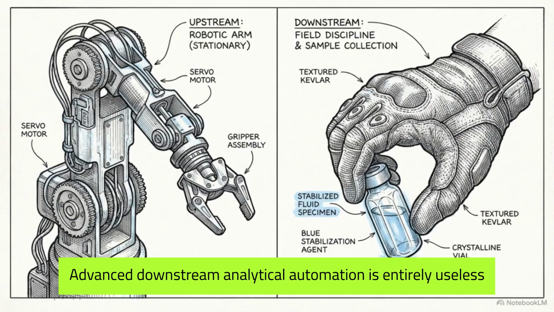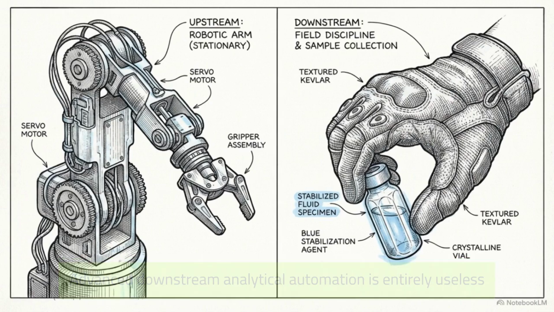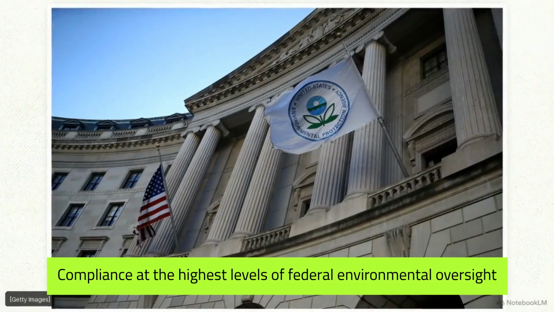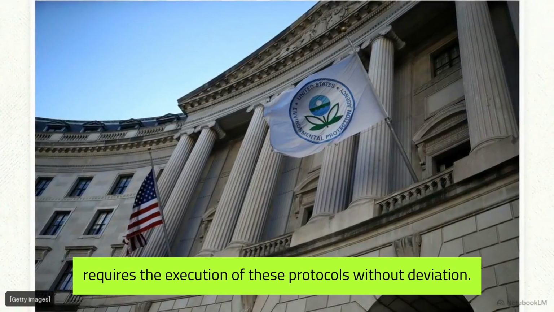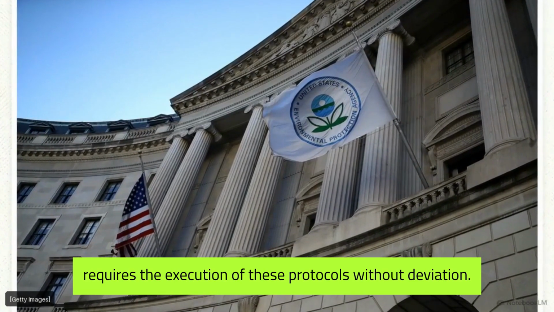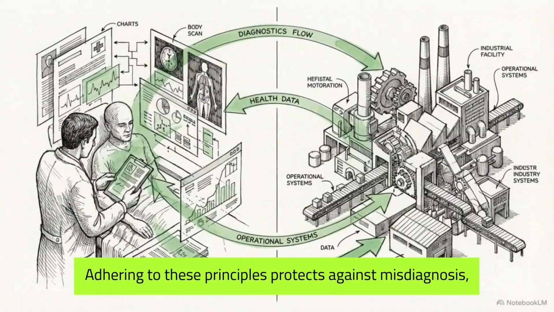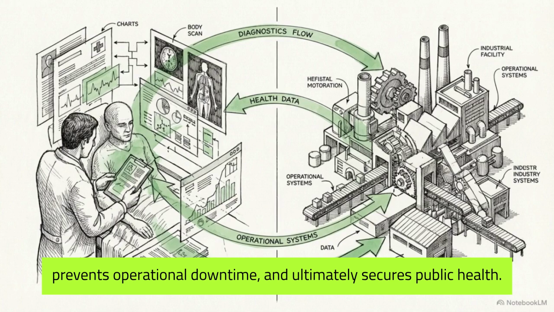Advanced downstream analytical automation is entirely useless without upstream field discipline. Compliance at the highest levels of federal environmental oversight requires the execution of these protocols without deviation. Adhering to these principles protects against misdiagnosis, prevents operational downtime, and ultimately secures public health.